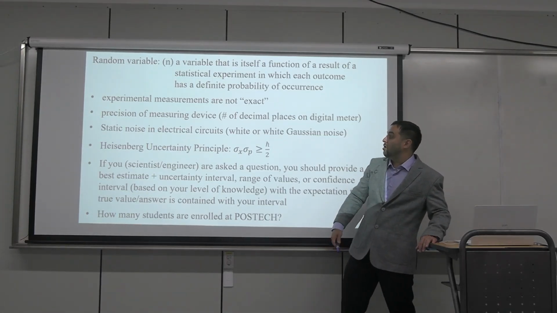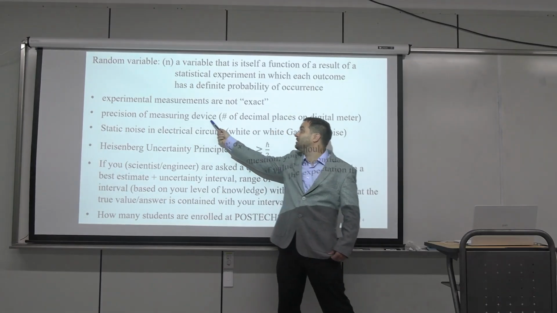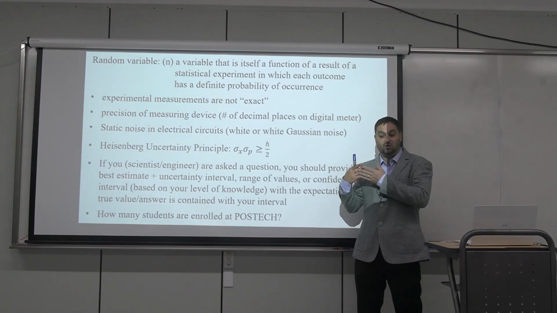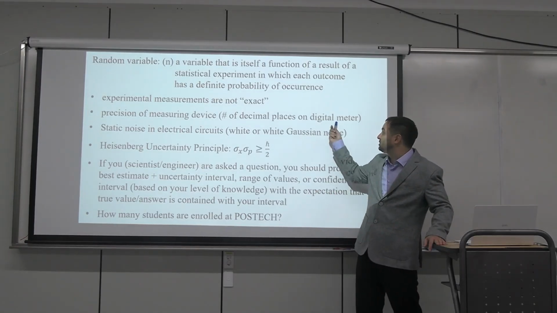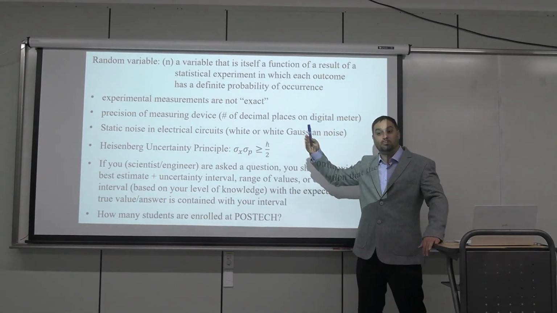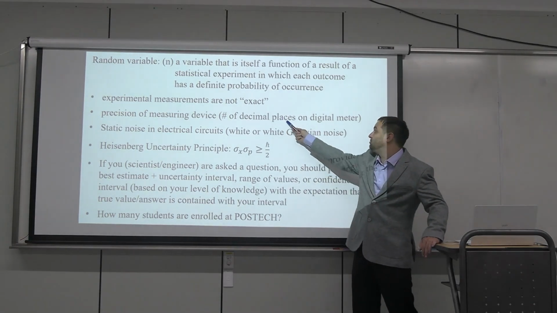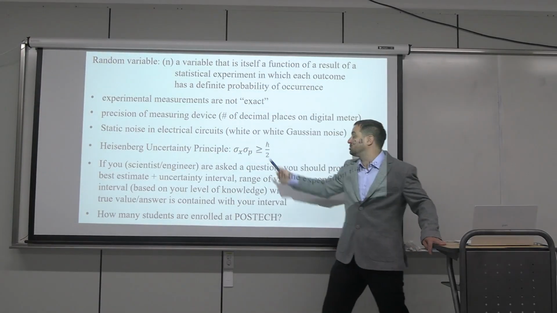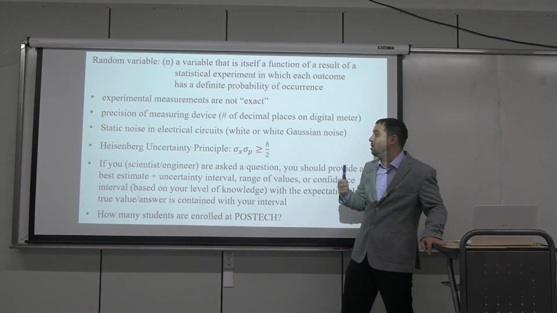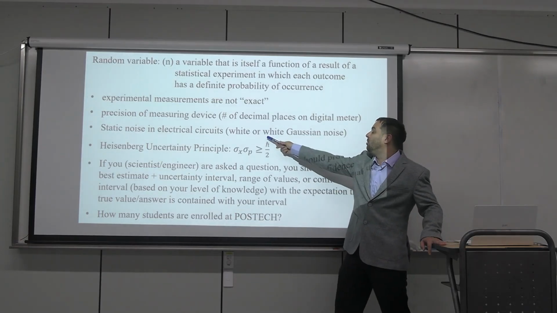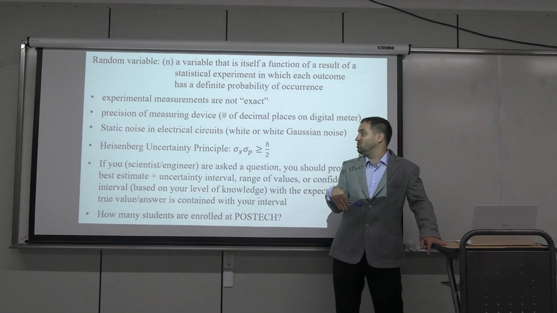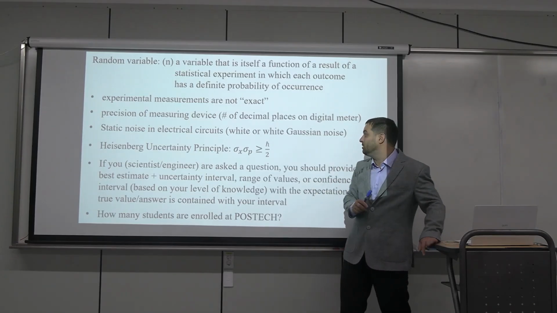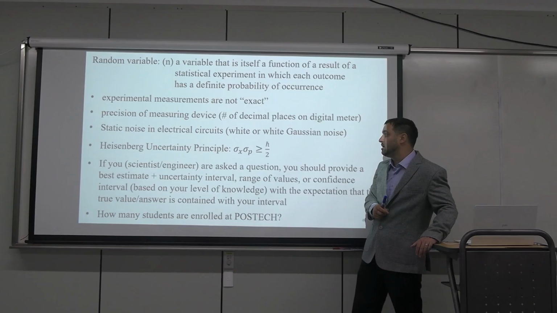For example, we always have the precision of a measuring device. If we have a digital scale to measure the weight of an object, there's usually a number of decimal places on the scale. Also, there's always static noise in electrical circuits. We sometimes call this type of noise white or white Gaussian noise, because this random noise in electrical circuits tends to be normally distributed.